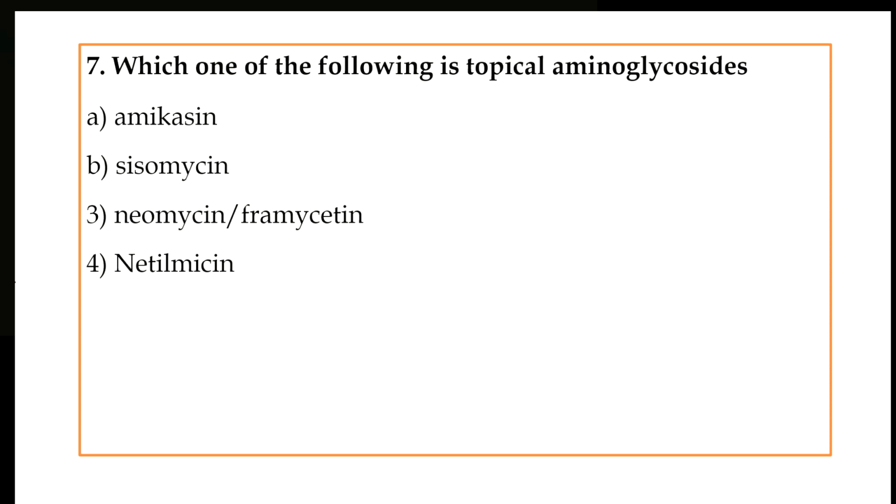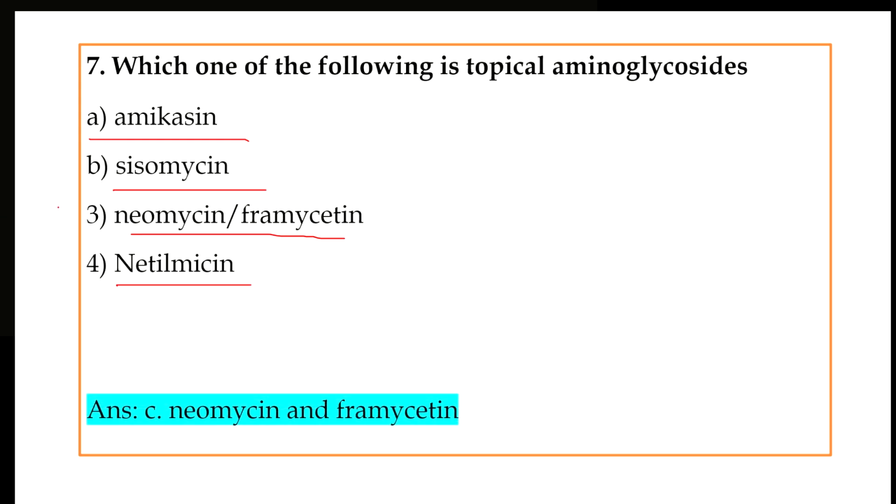Which one of the following is a topical aminoglycoside? There are two types, topical aminoglycosides and systemic aminoglycosides. The options are A, amikacin, B, sisomicin, C, neomycin, D, framycetin, and netilmicin. Option C is correct. Neomycin and framycetin are the two topical aminoglycosides and the remaining are systemic aminoglycosides. So if neomycin or framycetin comes in the exam, you have to go for option C.